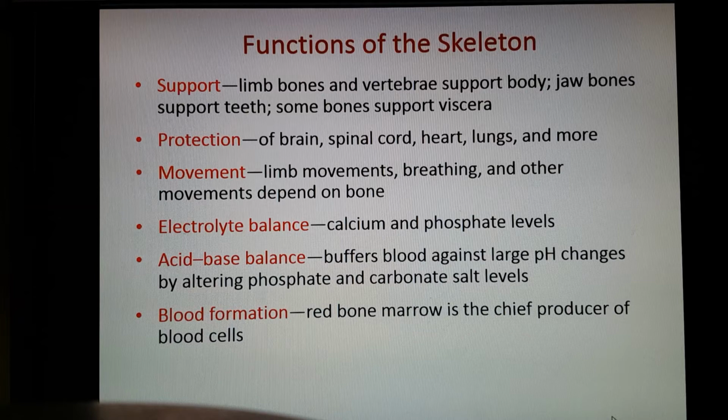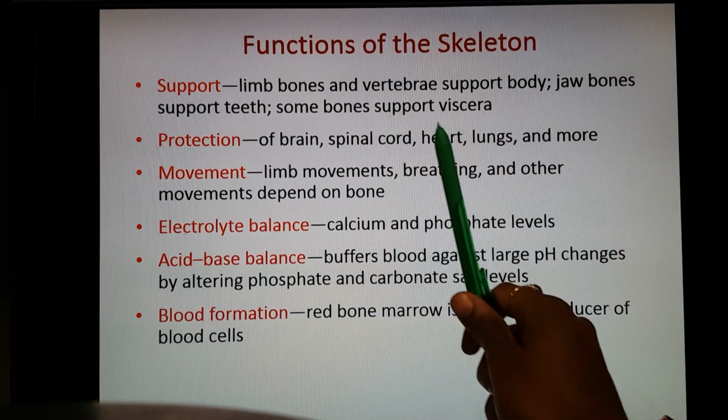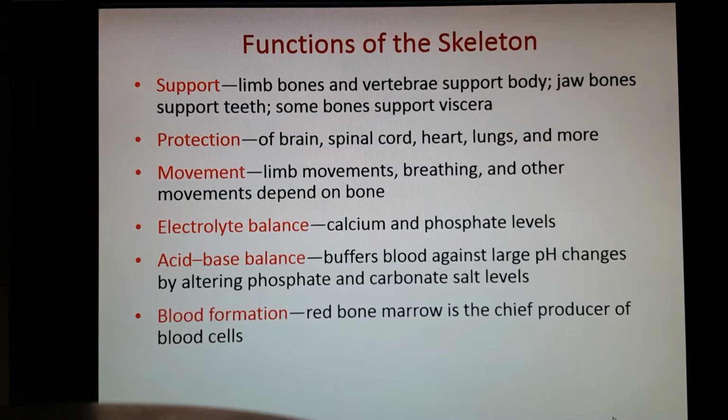So the functions for the skeleton are, first, support. Our limbs are supported, our vertebrae help our body to stand up, our jawbones support our teeth, so hold them in place, and some bones will help to support our viscera or internal organs. The brain, spinal cord, heart, and lungs are protected by the skull, the vertebrae, and your rib cage. When muscles contract, they help to cause movement.